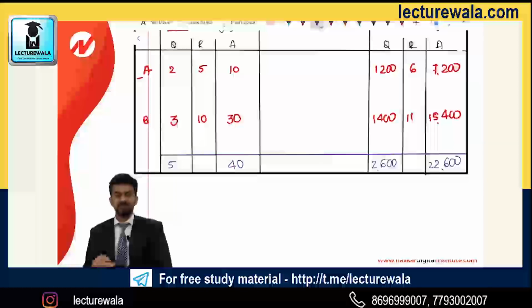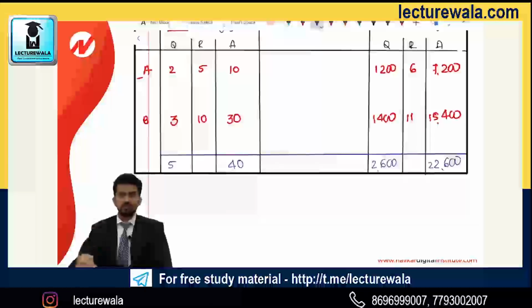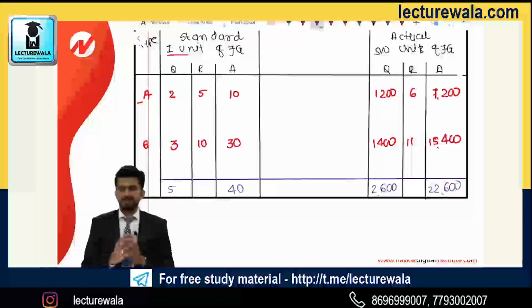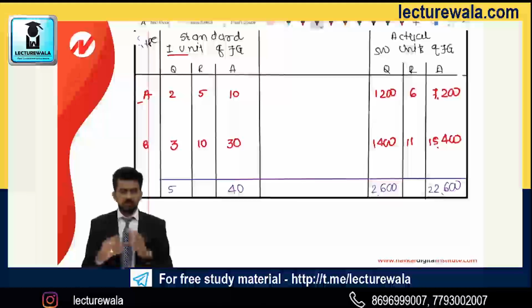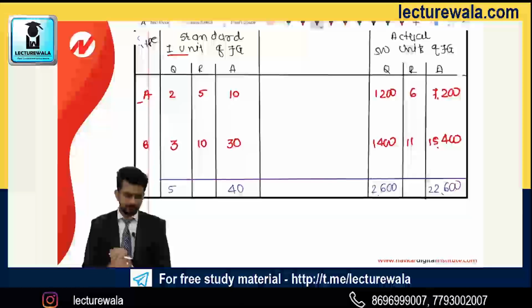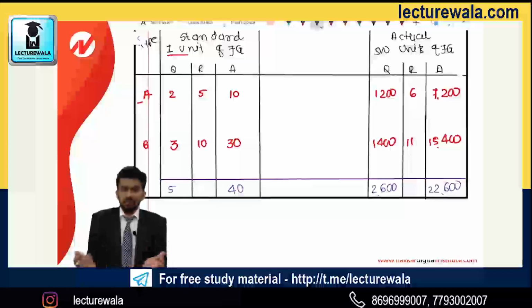Now understand this, standard costing is actually very, very simple. It's just about asking a few logical questions and getting that answer. If you can ask logical questions, you can never do standard costing wrong. Trust me on this. So now let's ask the first logical question: what should have been my material cost?